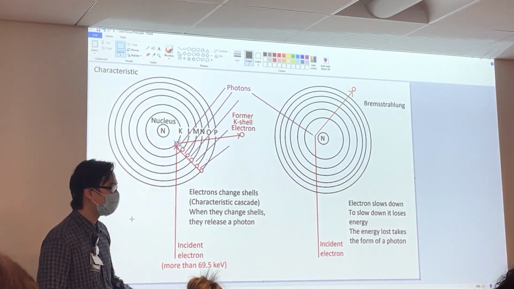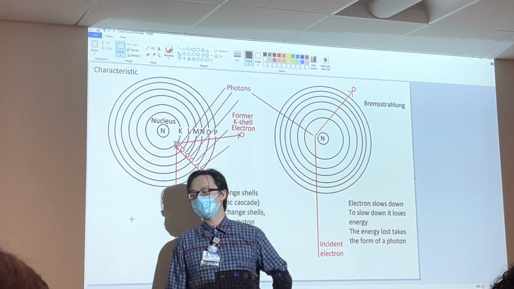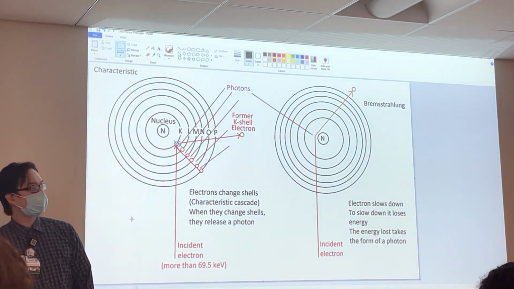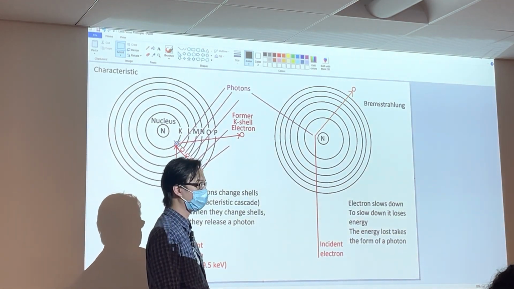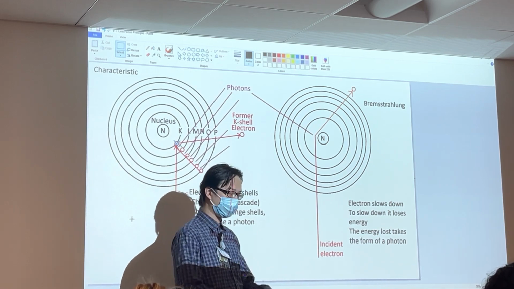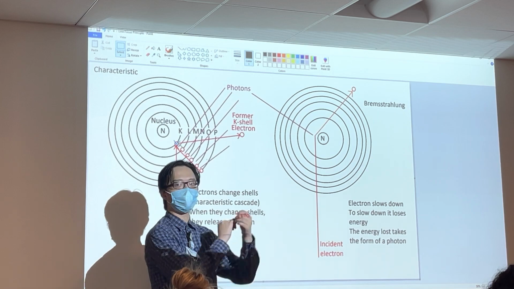Great question. So between characteristic and Bremsstrahlung, which one is more common? Bremsstrahlung is more common, because it creates a wider variety of photons. You can get higher energies. But if you just think about it, right?